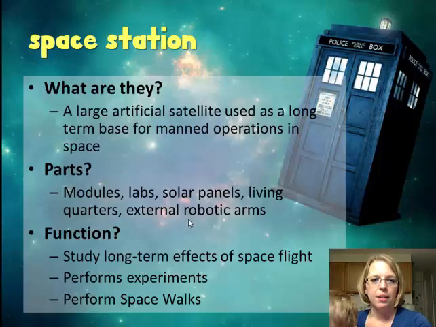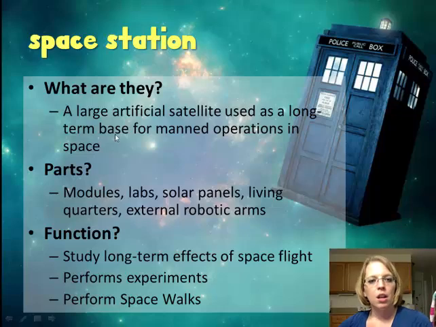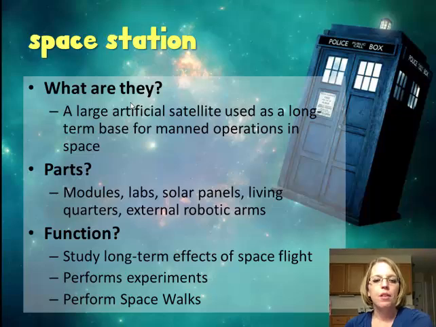So finally, space stations. What are they? Like it says, a station is a place we're going to be for a while. So it's very large, and when I say large, I mean very large, like a football field. And it's a satellite, which means it goes around a thing, which is the Earth. And we use it for long-term manned operations in space. When I say manned operations, I mean people are living in space.